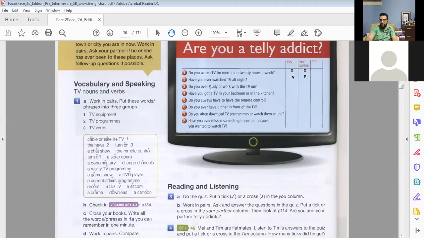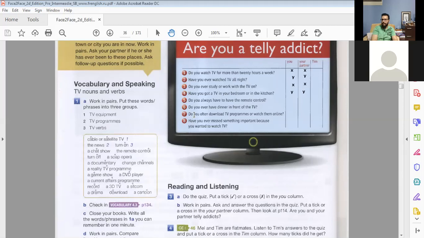Do you ever study or work with the TV on? No. All right, the same for me. I don't do this either. When I work or study, the TV is not on. Have you got a TV in your bedroom or in the kitchen? Yes, in the bedroom. But in the kitchen, no. I've got one in the bedroom and one in the kitchen.